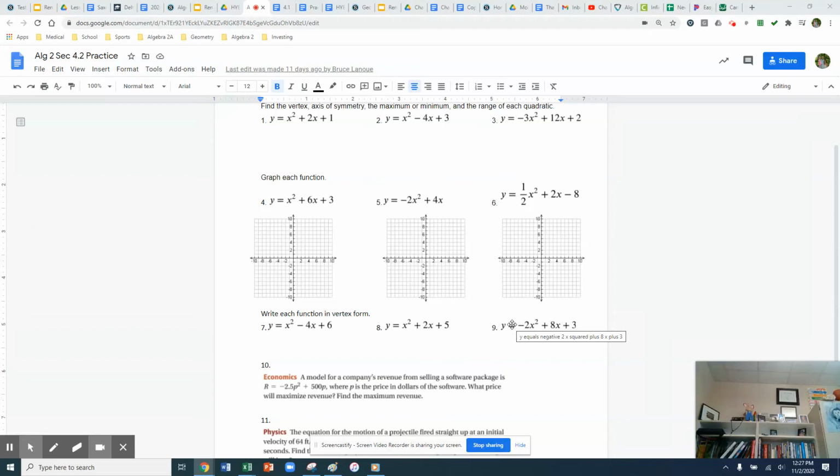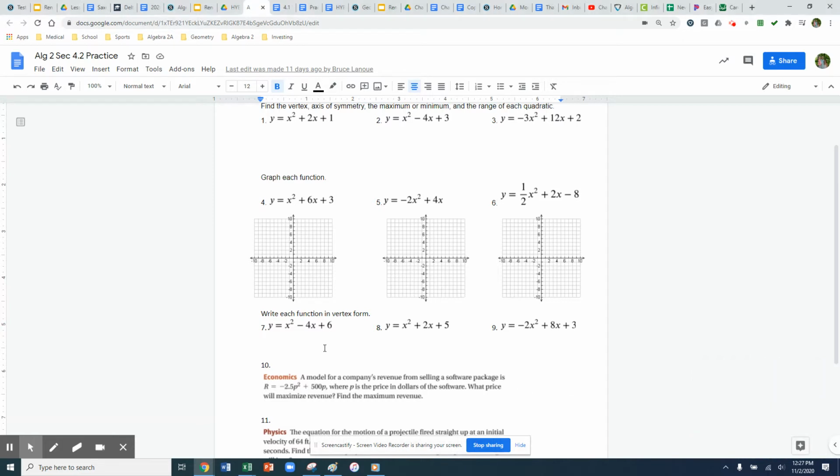The domain is going to be negative infinity to infinity, so you don't even have to worry about that. But then the range is also determined by your vertex. So we can talk a little bit about that, and then also talk about how to find a vertex on your calculator, because that is a little bit of a new topic. It's not the same as the stats thing that we've been doing. And then lastly, we can write each function into vertex form.